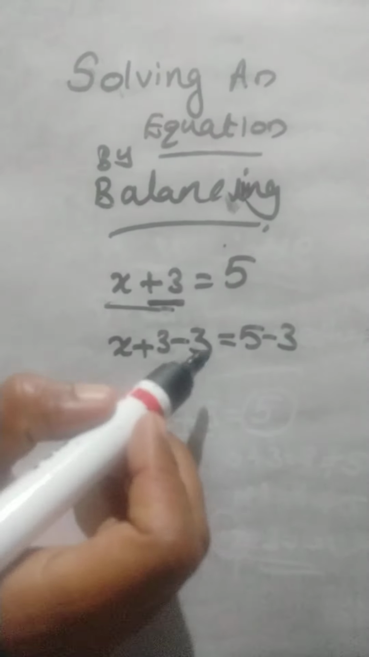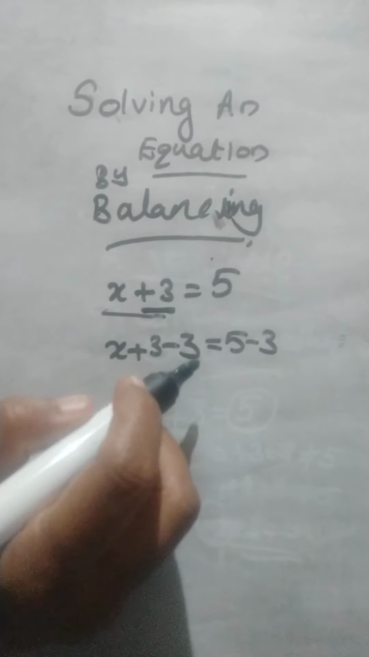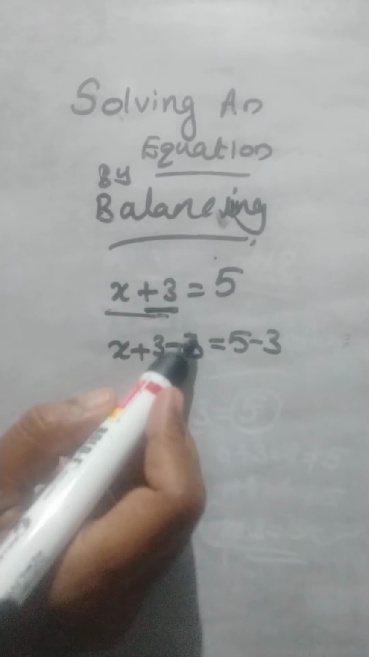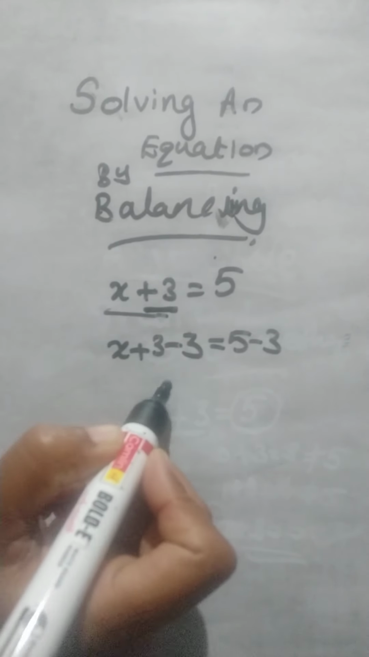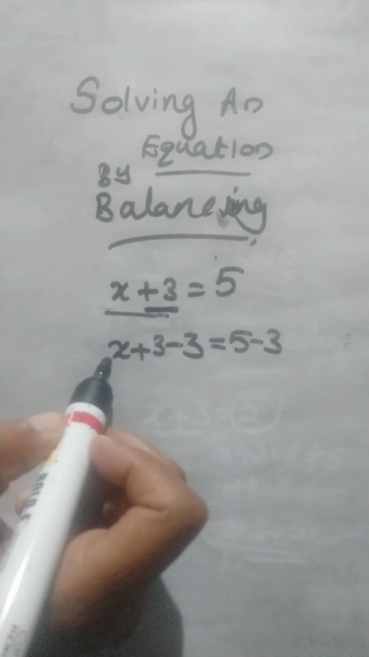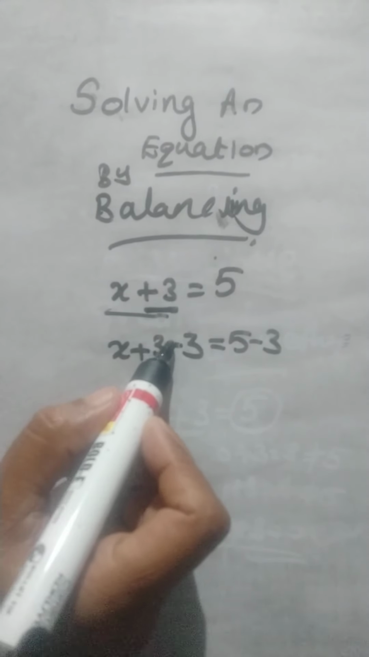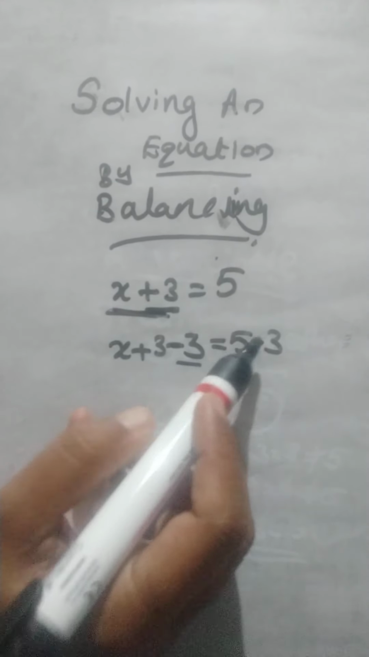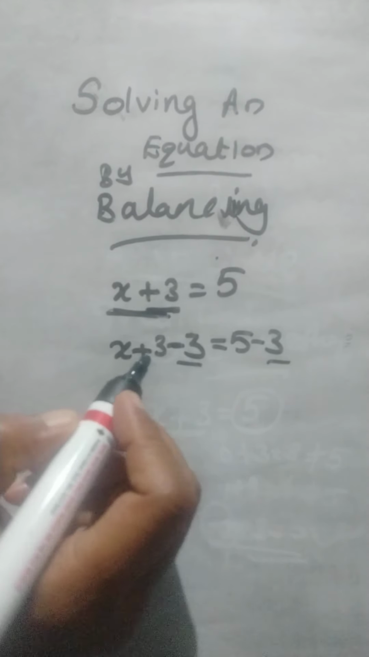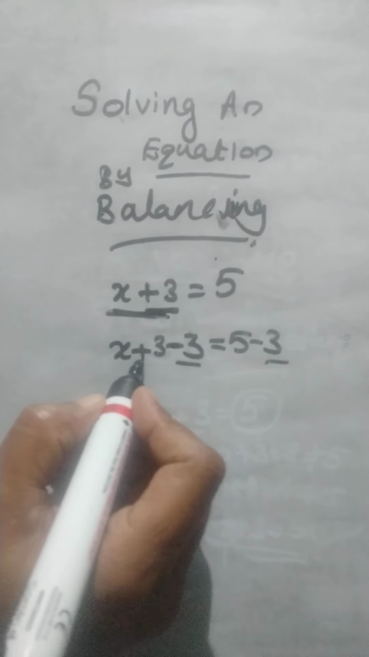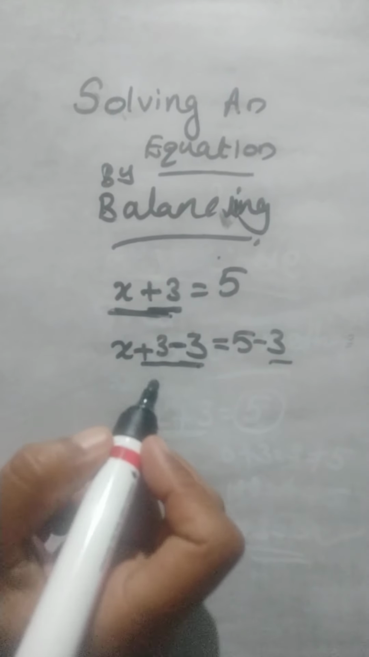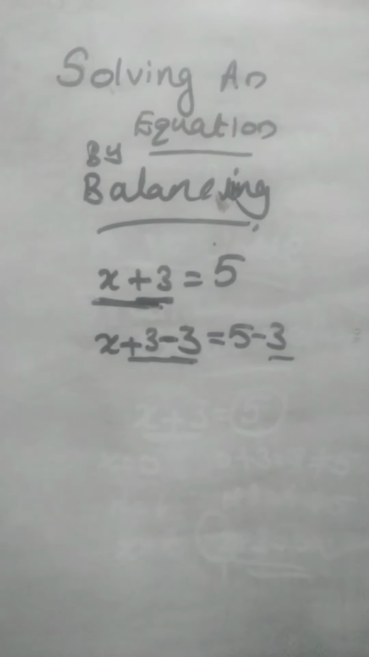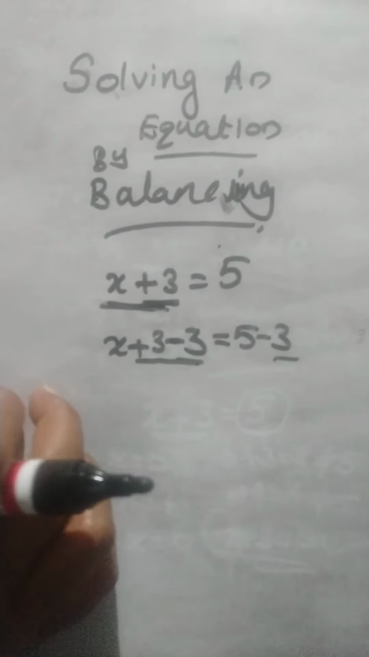That means if we subtract, add, multiply or divide any number on one side of this equation, we have to do the same calculation on the opposite side also. Here we subtracted 3 from the LHS part, so the same calculation we have to do in the RHS part too. So plus 3 minus 3: here we are doing the calculation with additive inverses, and the sum of additive inverses is always 0.